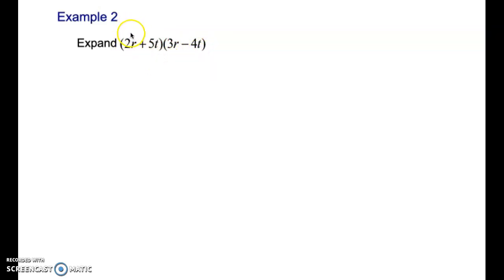So when we do that, we're going to multiply 2r first by 3r, and that's going to give us 6r squared. Then we're going to multiply 2r by negative 4t, and that's going to give us negative 8rt.